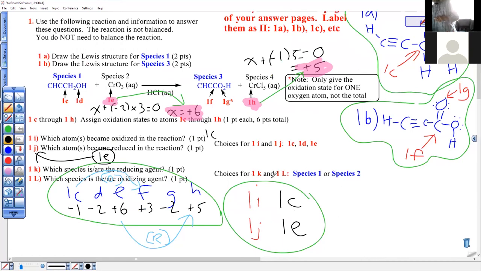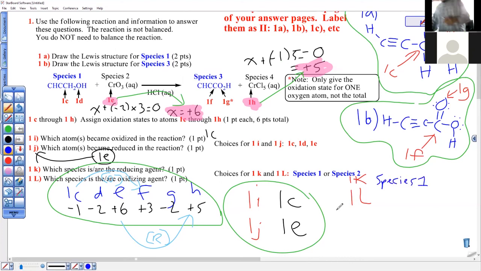We didn't do which species is the oxidizing agent. That's 1L. And which species is the reducing agent, which is 1K. Well, look at what atom became reduced. Atom E, which was in species 2. This atom would not have become reduced if species 1 was not present. Species 1 caused the reduction. You just write species 1 is the reducing agent. It tells you the 2 choices right there. You write species 1.